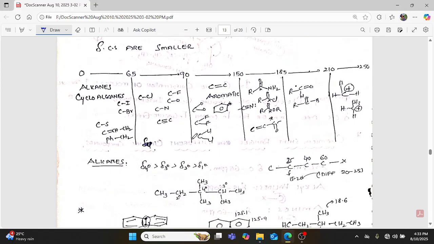This is the range. Different functional groups are coming under these categories.